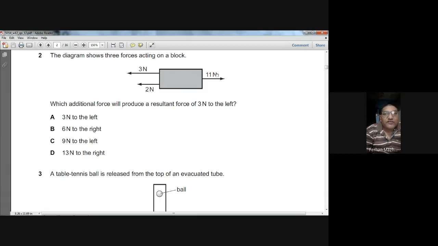This is 2 Newton force, this is 11 Newton force. To balance this 11 Newton force in the right direction, I need to put 9 Newton force to the left. If I put another 9 Newton force to the left, this 2 and 9 will make 11. It will be balanced with this 11, and this 3 Newton will be a resultant towards the left. So I need to put a 9 Newton force to the left side. So the choice for question number 2 is C.